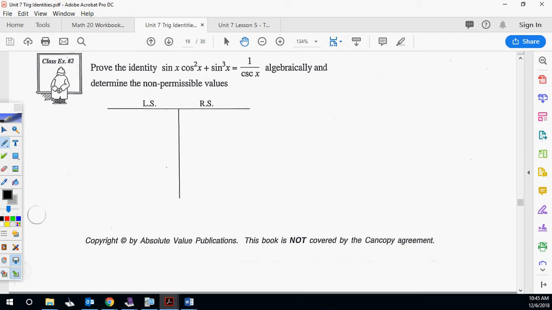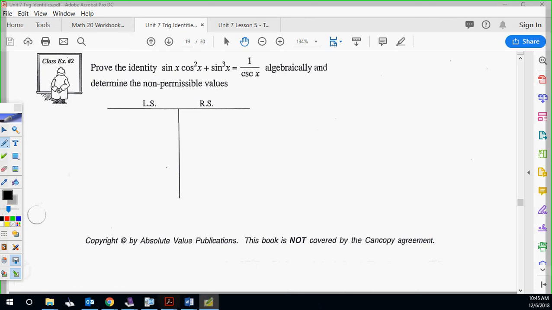Okay, so prove the identity sine x cosine squared x plus sine cubed x equals 1 over cosecant x, algebraically, and determine the non-permissible values. It says algebraically, it means we're trying to break things out and simplify. When you first look at that, what are you kind of seeing that might be there? Yeah, factor, good, but also in terms of identity. What identity looks like it's going to come?